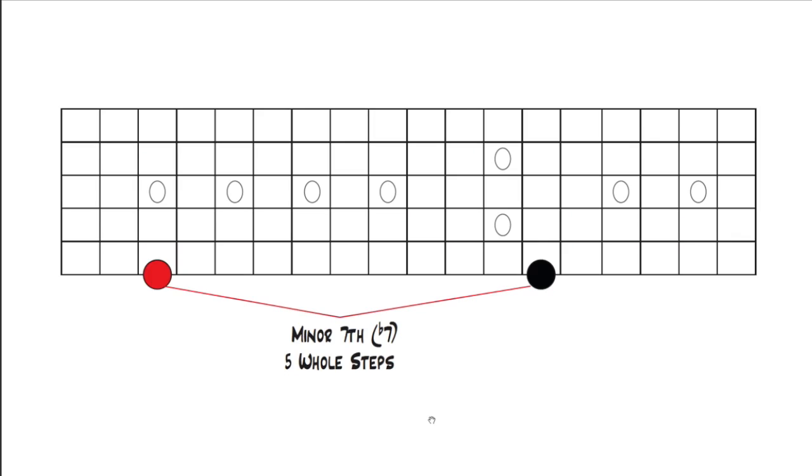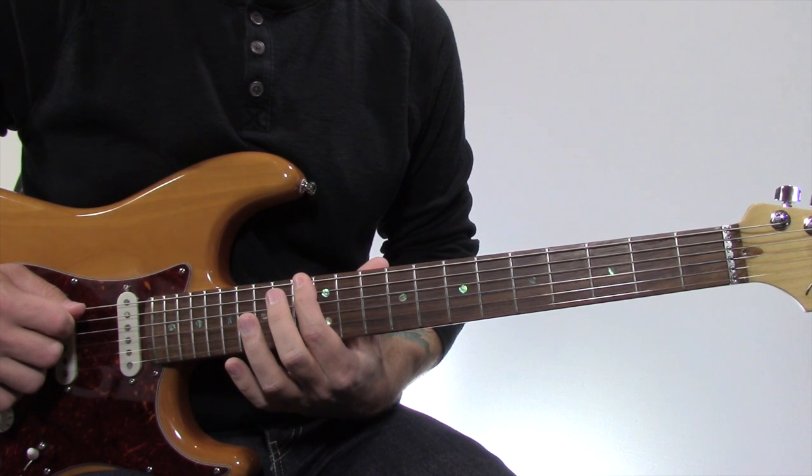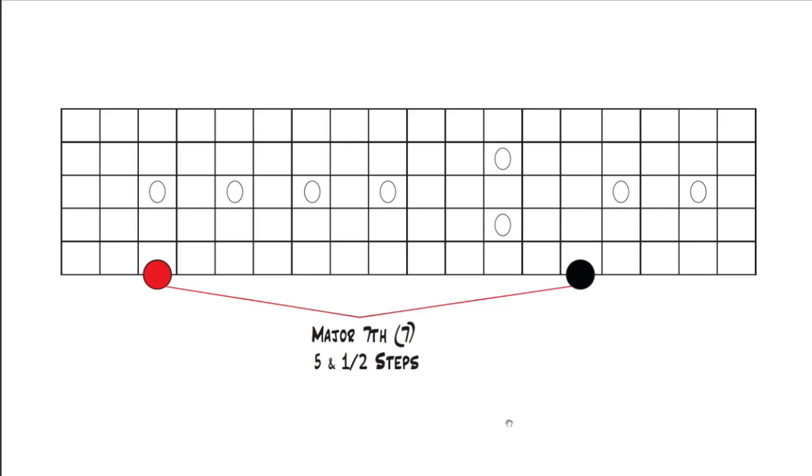So the next interval is 5 whole steps apart, and that's a minor seventh or a flat 7. And that's, like I said, 5 whole steps apart. Then going up another half step, we're on a major seventh or a 7. This is 5.5 steps apart.